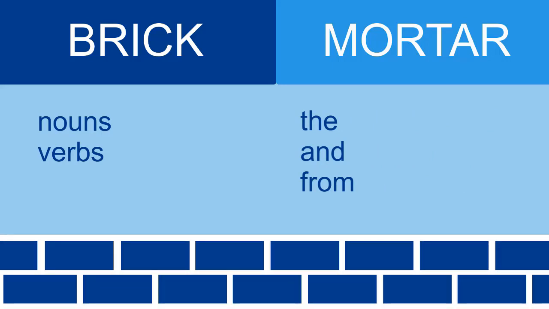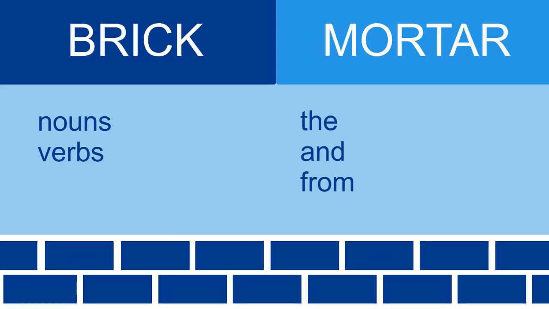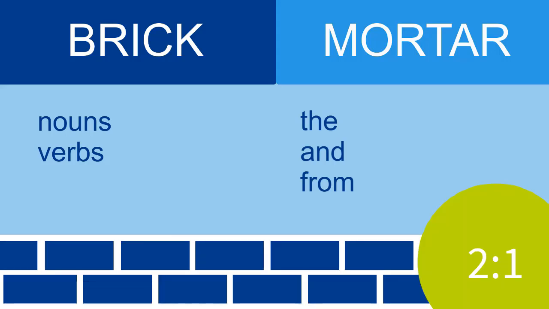Without mortar, the bricks just fall down. But if there's too much mortar, the structure is both weak and kinda ugly. In writing, the ideal ratio of bricks to mortar is about 2 to 1.